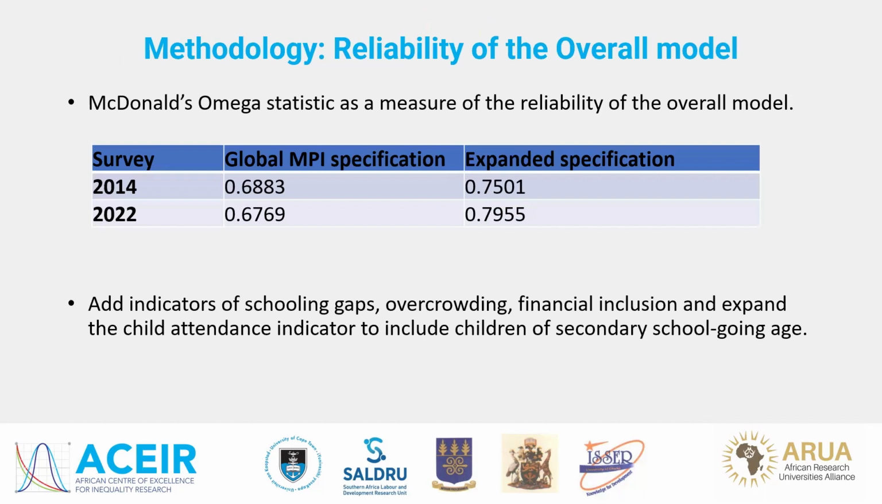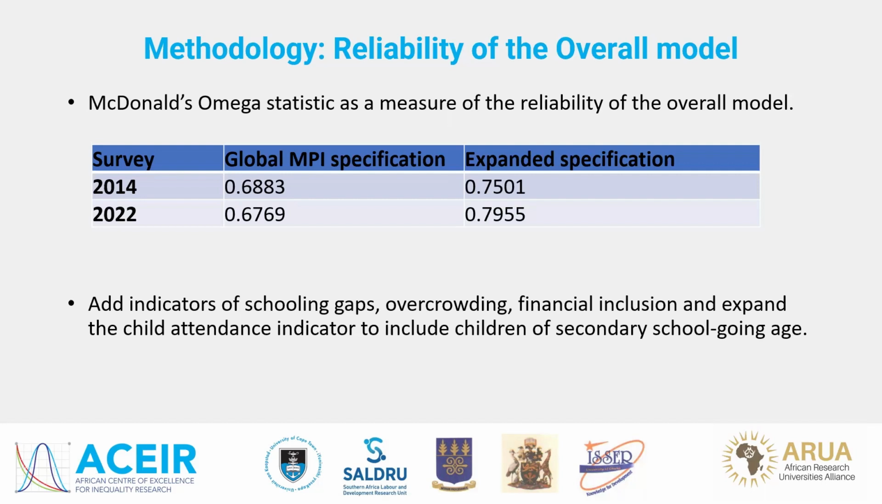To start with reliability: when you're checking reliability, you want to see how much of the variance in the measure you are trying to construct, in this case the poverty index, is actually explained by the indicators you include in the calculation of the index. The McDonald's omega has a threshold of 0.8. So if you get a McDonald's omega of 0.8, it means 80% of the variance in the construct you're trying to measure, in this case poverty, actually stems from the indicators you have included in your model.